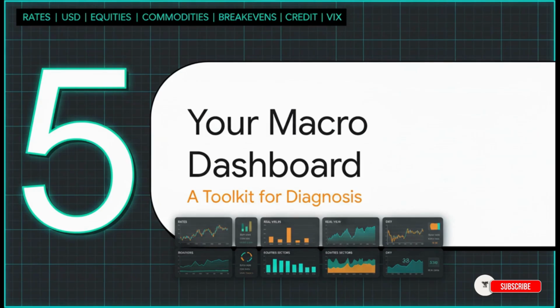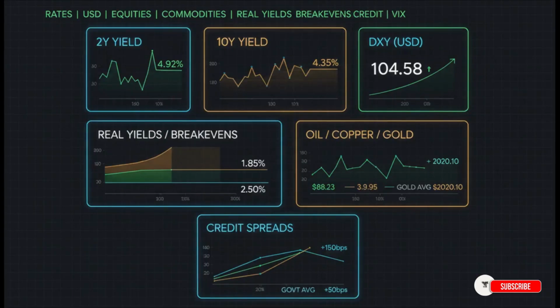Okay, so we've covered the theory, the components, and the different operating environments. Now, let's put it all together into a practical toolkit, your very own macro dashboard, that you can use to figure out what's happening in real time. And here it is, your macro dashboard. This is the handful of key indicators you really need to watch. The 2-year for policy, the 10-year for growth, its real and break-even parts, the dollar index, key commodities, and finally, credit spreads, which just measure the stress in the corporate bond market. Think of this as your control panel.